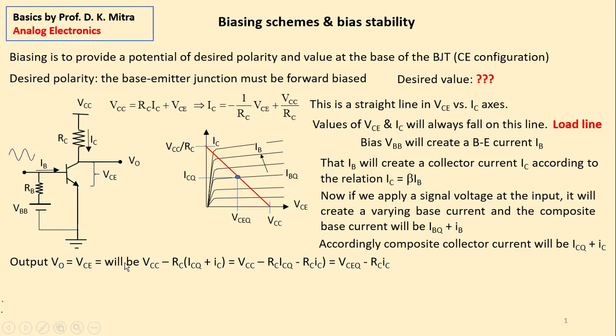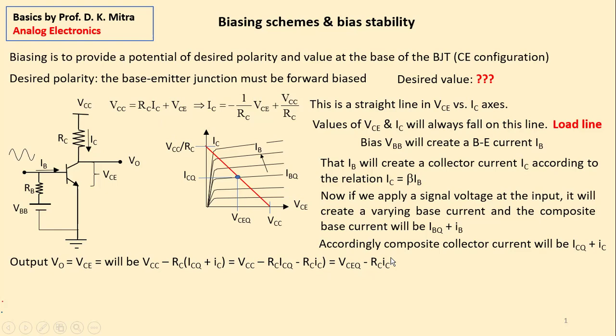So VO equal to VCE, go back to this relation, will be VCC minus RC IC. VCC minus RC into collector current, which is now ICQ plus a varying component. Right? So it is VCC minus RC ICQ minus RC small ic, that means the varying component. And VCC minus RC ICQ is equal to VCQ. That means VCQ minus RC ic. What do we find here? Look at this result. The final output is a DC voltage VCQ minus a varying voltage.